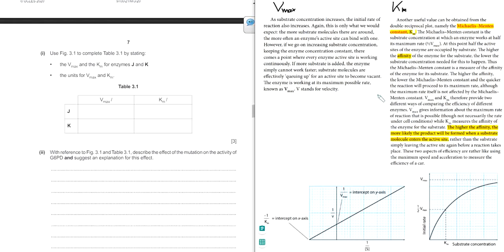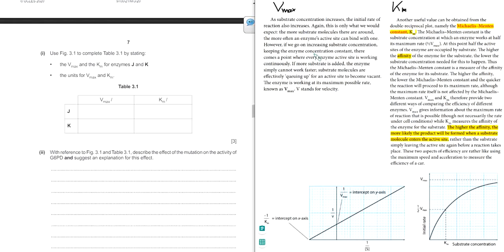So Vmax: as substrate concentration increases, the initial rate of reaction also increases. Again, this is only what we would expect. The more substrate molecules there are around, the more often an enzyme's active site can bind with one. However, if we go on increasing substrate concentration, keeping the enzyme concentration constant, so not adding more enzyme, only adding more substrate, there comes a point where every enzyme's active site is working continuously. If more substrate is added, the enzyme simply cannot work faster.